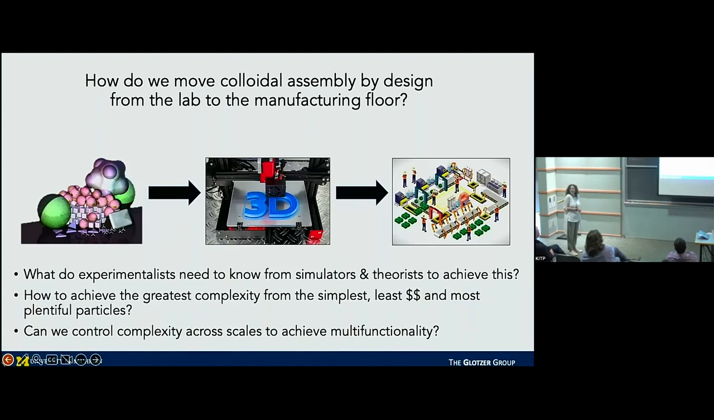What do the experimentalists need to know from simulators and theorists to get to that point? How do we achieve the greatest complexity from the simplest possible particles, the ones that cost the least and are maybe the most plentiful, to be able to achieve different kinds of materials? And can we control complexity across scales to achieve real multifunctionality?